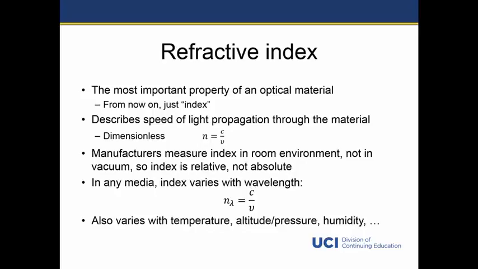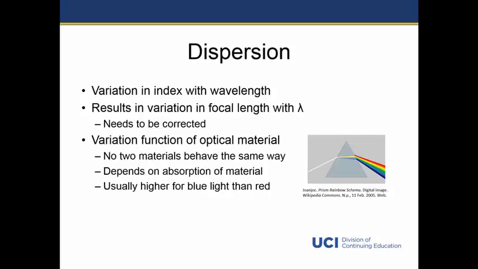The important parameter to remember, though, is that when I list an index of refraction, I'm actually indicating a value at one particular wavelength. The index of refraction itself does vary with wavelength. It also varies with temperature, altitude, or pressure, humidity, and other properties, but the key is that it varies with wavelength. And this variation in index with wavelength is called dispersion, and we're all familiar with it.